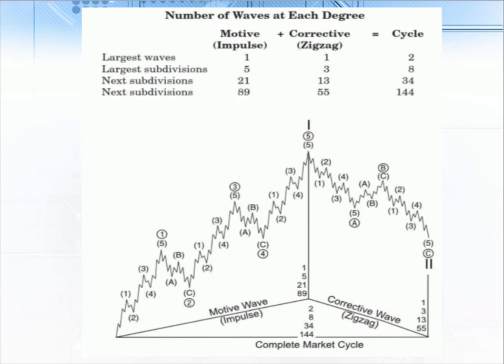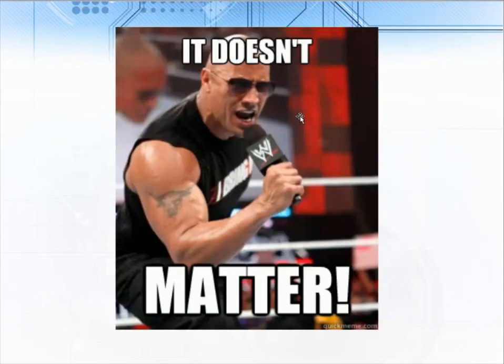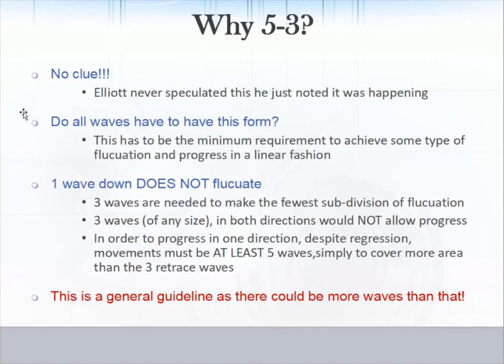Some of you might be thinking, why is it 5-3? Does it move in any other way? Is there some other 2-3, 18, whatever? You know what? It doesn't matter why it moves in 5-3. It just does. No, I'm kidding. Elliott really had no idea, and he didn't want to speculate on that. That's just what he observed and based his principle on. But if we think about it, we can come up with why this is the pattern.